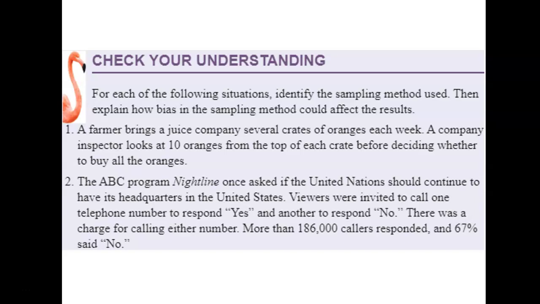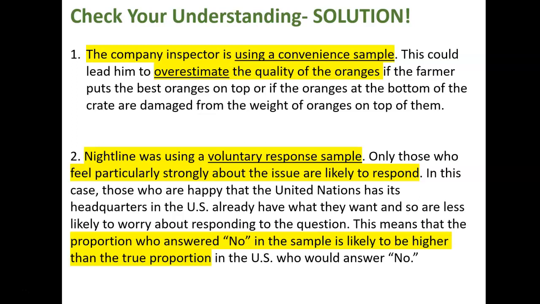So you're going to learn this pretty quick, but my next slide is going to have the answer. So I highlighted some important pieces there. It says the company inspector is using a convenience sample. This could lead him to overestimate the quality of oranges, and we can go on and explain why. Maybe he puts the best oranges on top. That makes sense to me. If I want someone who's going to pop the lid open and look at nasty oranges, they might not buy it. And maybe the oranges that are actually on the bottom are damaged and aren't really juicy, or maybe they're moldy at that point. So if you're just sampling from the top of the box, it's going to overestimate the quality of the oranges.